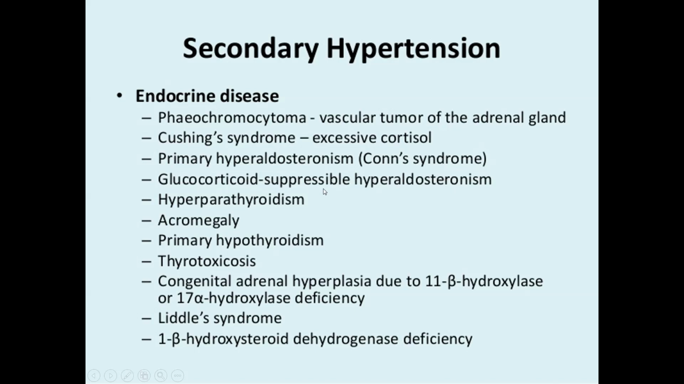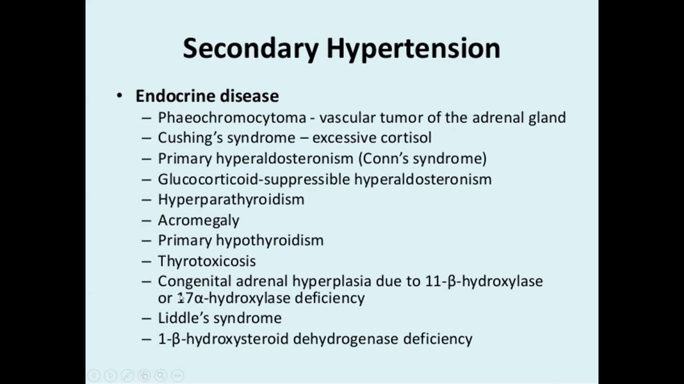Glucocorticoid-remediable hyperaldosteronism is a genetic defect in which, by giving steroids, you can control the hypertension, in contrast to Cushing syndrome where excessive intake of steroid is causing hypertension. So these are a bit contrasting, but this is the way it is. Hyperparathyroidism can end up with hypertension. Acromegaly, primary hypothyroidism and thyrotoxicosis can all cause dyslipidemia, hypokalemia and hypertension. So you have to go for a thyroid profile once you diagnose somebody with hypertension.